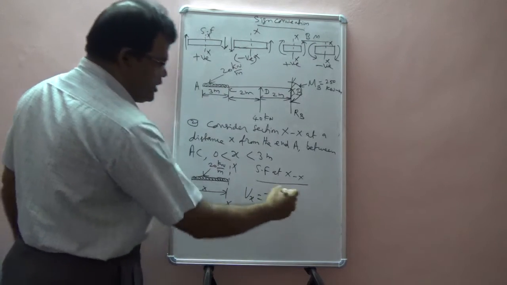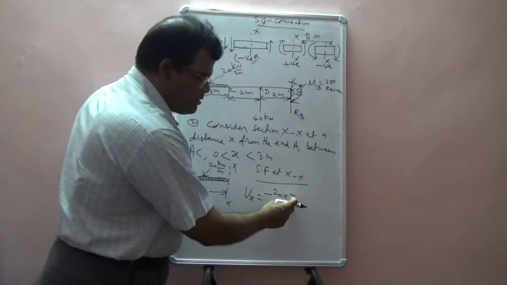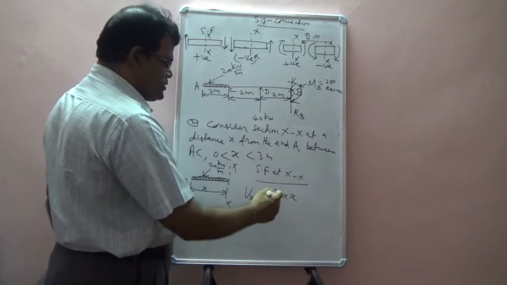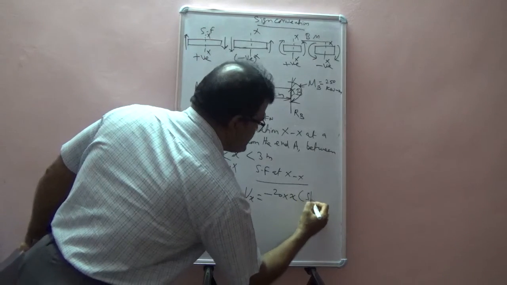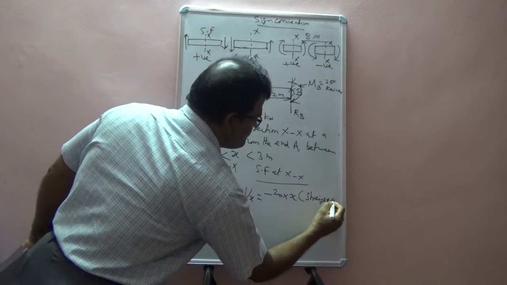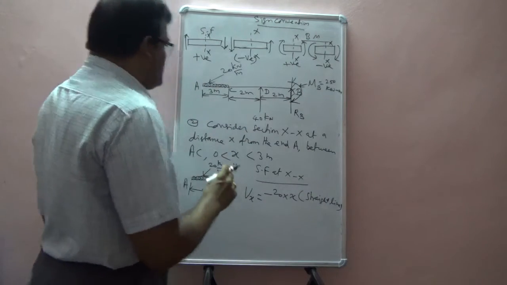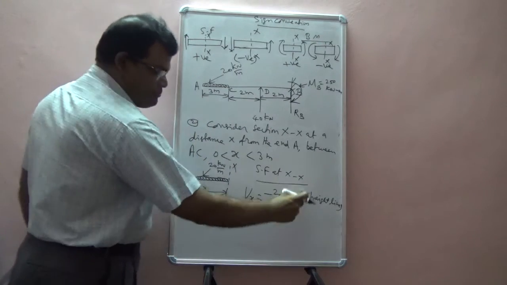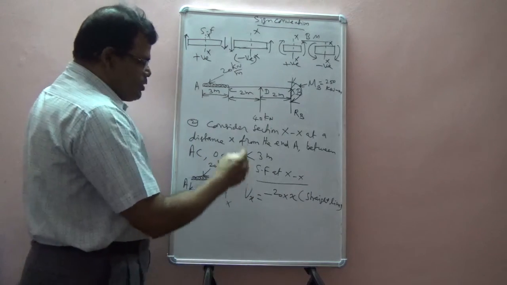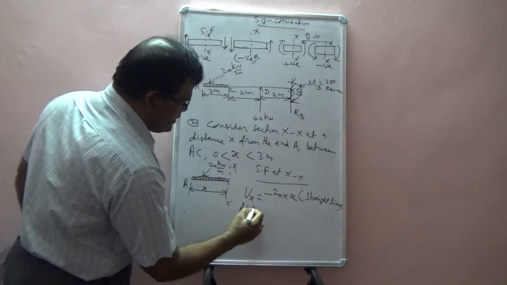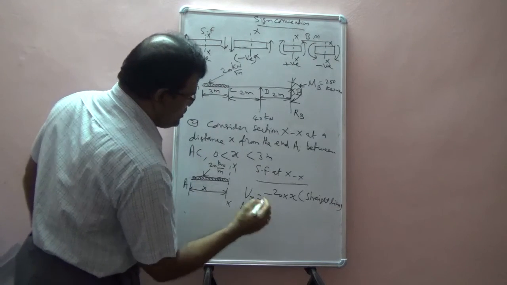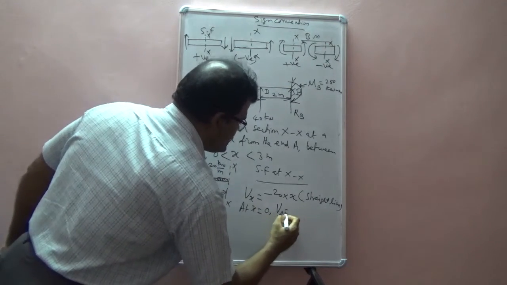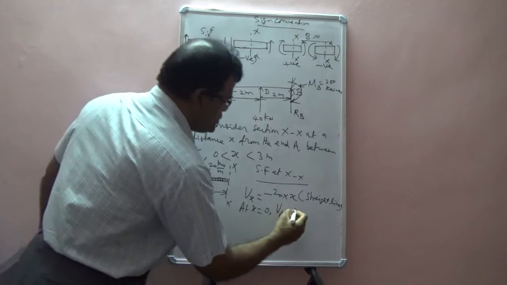So this equation is like a straight line, because the constant is 0, otherwise it looks like mx. So I write it as a straight line. The shear force equation between AC follows a straight line. Now what is the boundary condition? At x equal to 0, it indicates point A. Therefore the shear force at point A, VA, is equal to 0.